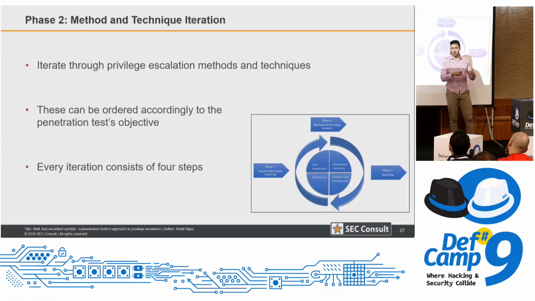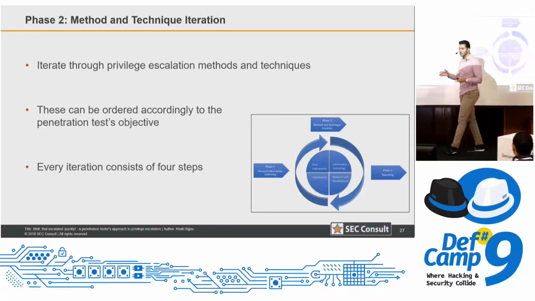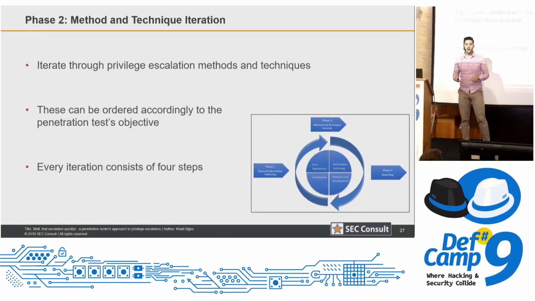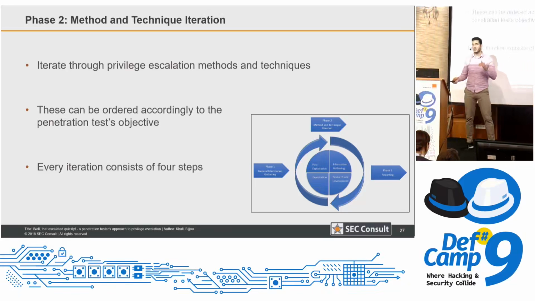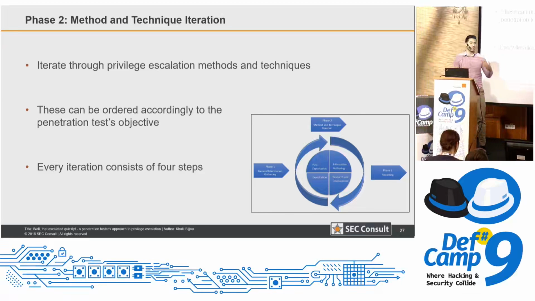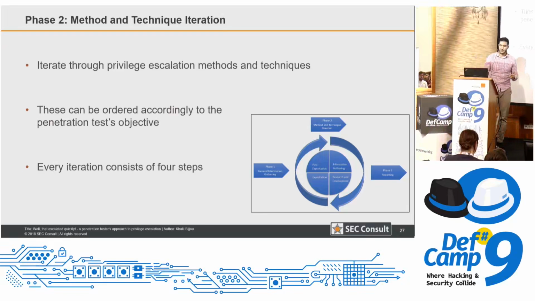And you can choose the techniques and methods according to your goal. For instance, if you have an assessment where the goal is to find as many privilege escalation possibilities as possible, then you could start with the more complex ones. If you have the goal to just escalate your privileges and then attack other systems, you could choose the easiest ones or probably the most successful ones. And as we said, every iteration consists of 4 different steps.